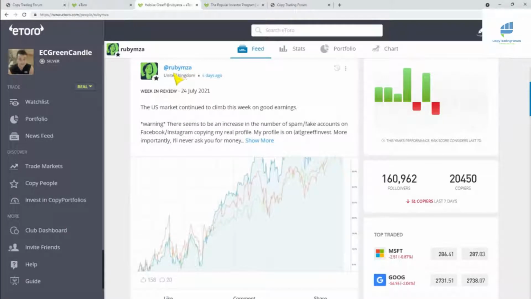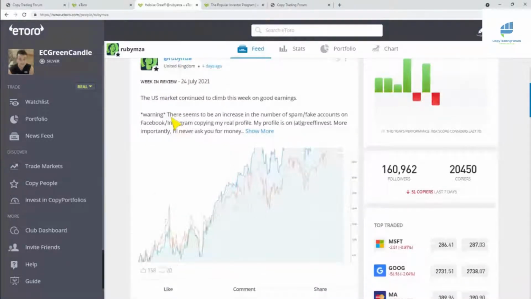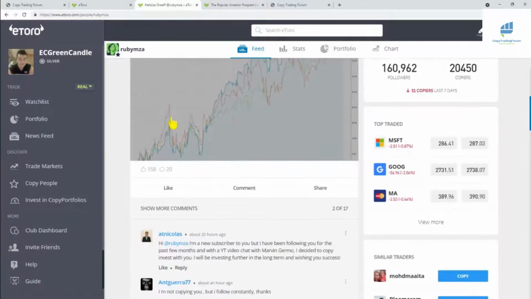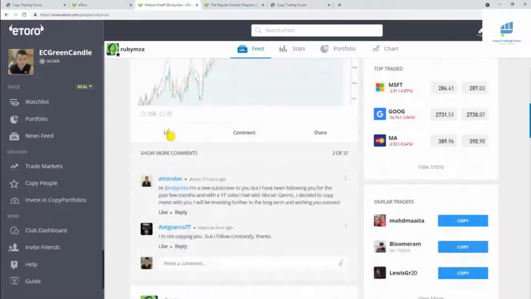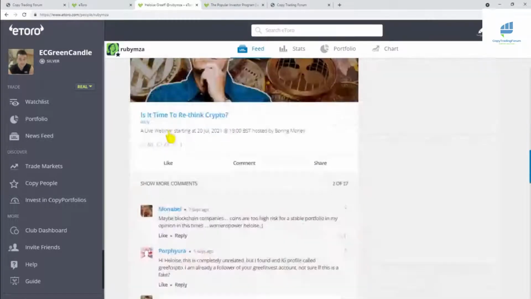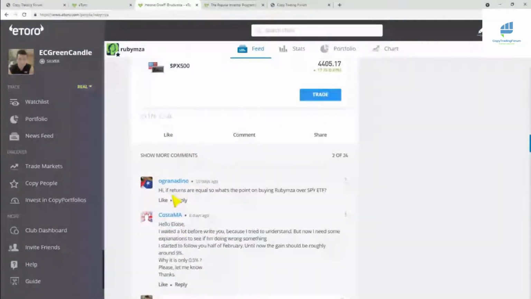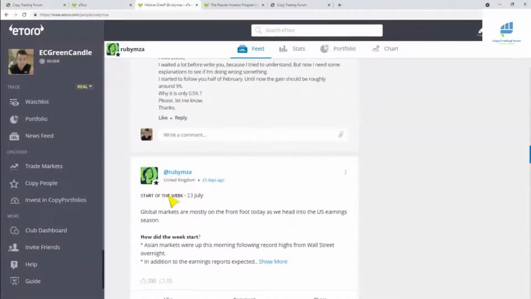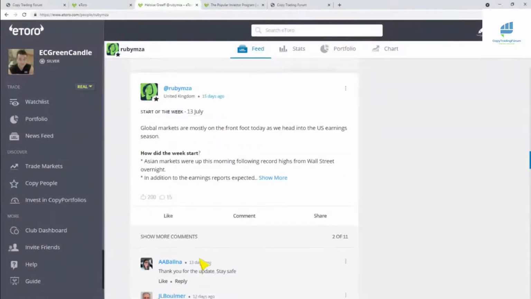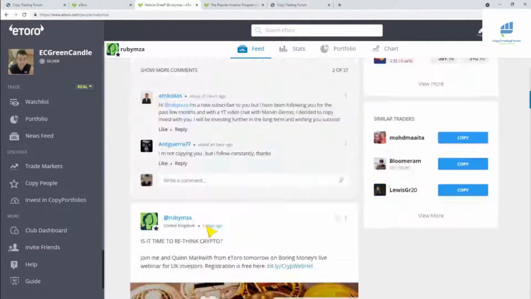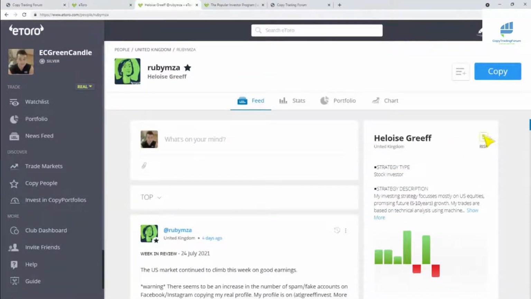You can see Ruby puts up her updates here, what her performance and strategy is for that month, or what stock she's thinking of investing in. It's like our Facebook page here, and you can ask questions here to Ruby or any of the popular investors, and you can comment there, you can like, and you can share. And then over on the right hand side, you can see all of her bio here.